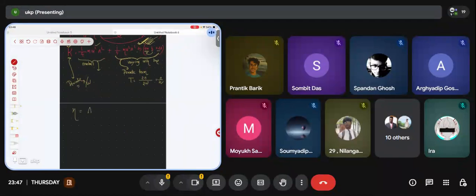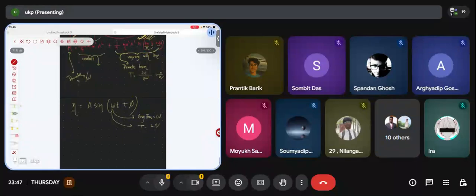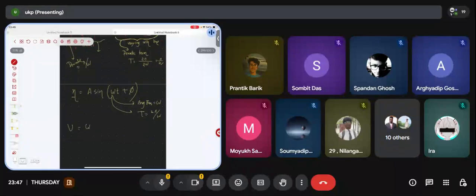What was the expression of displacement with respect to time? X equal to a sine omega t plus phi. Am I right? What is the angular frequency corresponding to this term? Sir, omega. So what was the time period corresponding to the variation of displacement? Sir, 2 pi by omega. Very good. What about velocity, guys? What was the expression for velocity? Sir, omega a cos omega t plus phi.